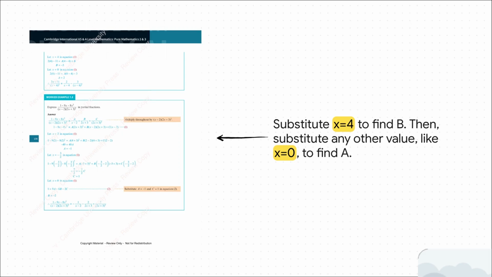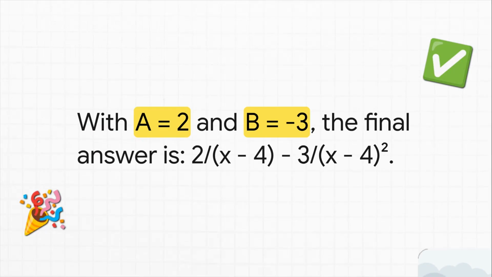But then what? We can't use that trick again to find a. No problem. We just pick another easy number, like 0. We plug in x equals 0 and our new value for b, and that leaves us a simple little equation to solve for a, which turns out to be 2. And just like that, we're done. We take our a equals 2 and b equals negative 3, plug them back into our setup, and we've got our final answer. The original fraction is now split into its 2 parts.